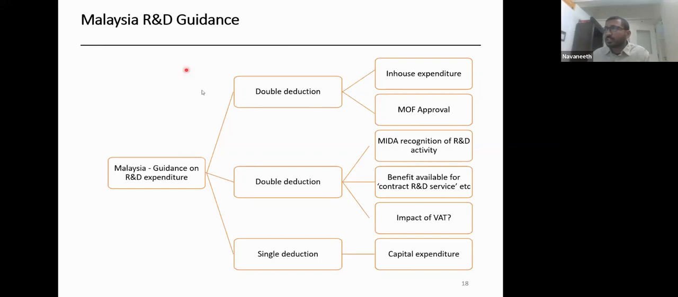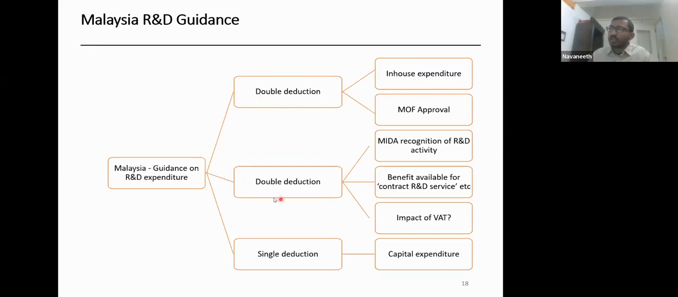There is a double deduction that is available for in-house R&D expenditure. This would require a few conditions to be satisfied. Things like you have to be a manufacturing entity, you would need approval from the Ministry of Finance, which of course has been delegated to other officers. But a certain set of requirements have to be complied with when you are claiming in-house expenditure. You will get 2x of this R&D spend as a deduction.